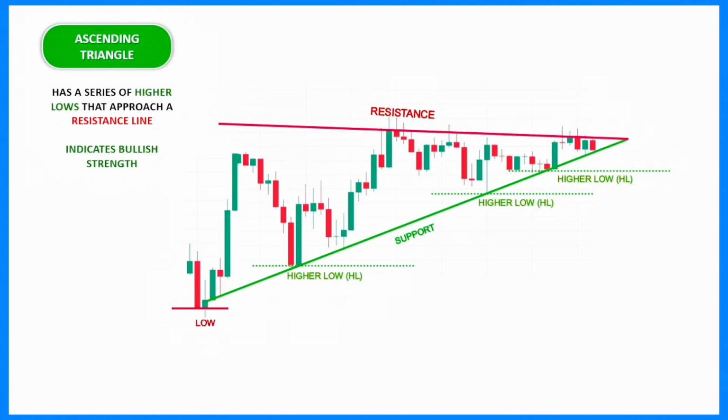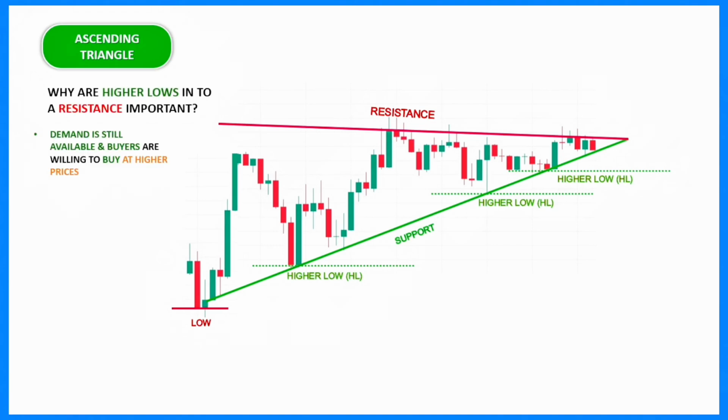In an ascending triangle, you'll notice a series of higher lows that converge toward a flat resistance line, a classic sign of bullish pressure building up. Higher lows show that buyers are willing to step in at increasingly higher prices. If buyers weren't interested, you wouldn't see these higher lows forming near resistance. This continuous demand pushes price closer to a breakout.